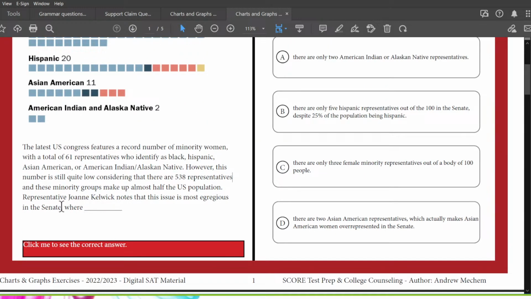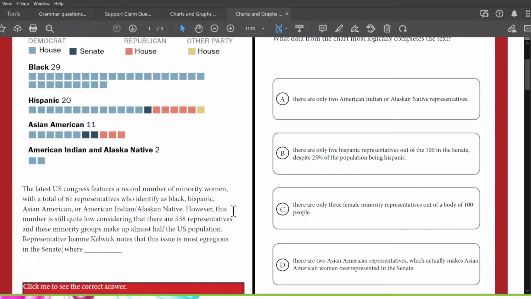But again, I could just focus on this issue of the Senate and try to answer my question here. I could focus on this fact that they're trying to tell me that there should be more. That's the key idea here. There should be more women minority representatives considering the demographics of the U.S. population and the size of Congress. That's the key point. And specifically, one representative is telling us that in the Senate, we got this issue. Okay? Hard. So I got to start choosing my answers and start going through and eliminating stuff.